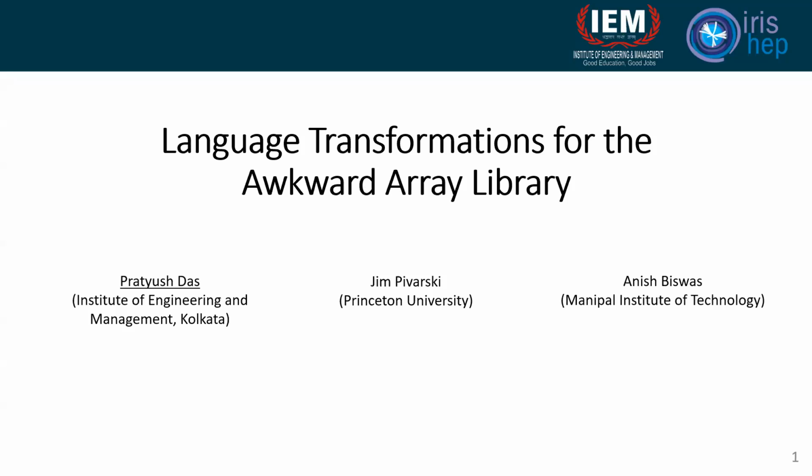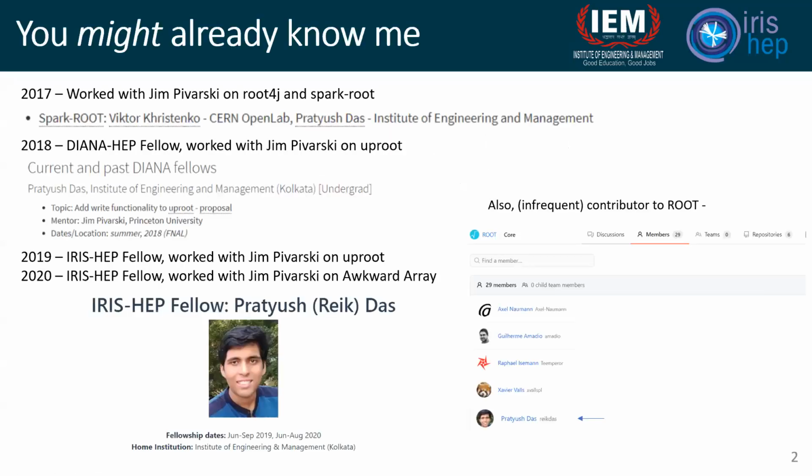Okay, great. Hello, everyone. My name is Pratyush Das. I'm a senior at the Institute of Engineering and Management in Kolkata, India. This summer, like all of the speakers before me, I was an IRIS-HEP fellow, and I was working with Anish Biswas, who's a Google Summer of Code student, under the mentorship of Jim Pivarsky on awkward array. Some of you in the audience might already know me. I have been working with Jim for around 4 years now. We started off in 2017 working on Root4Gen Spark Root. I worked on Uproot for 2 summers, and this summer I was working on awkward array.